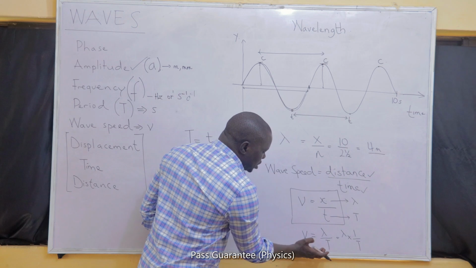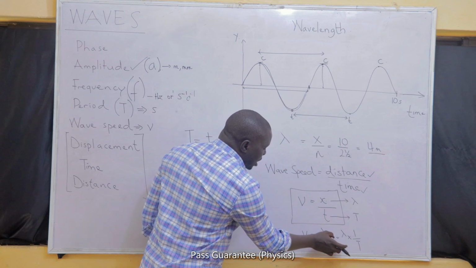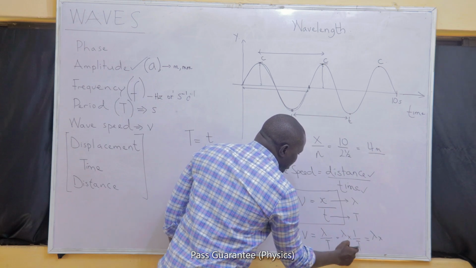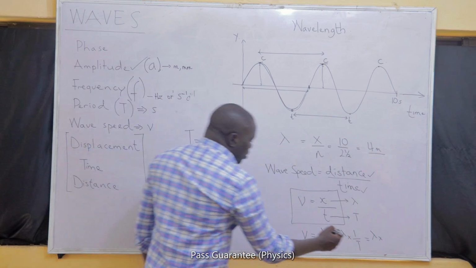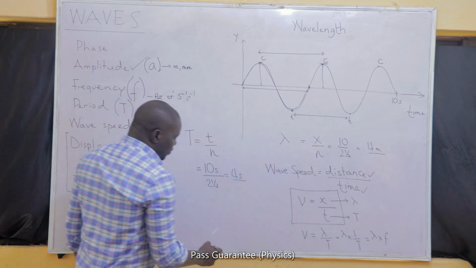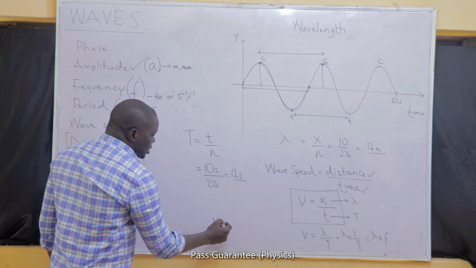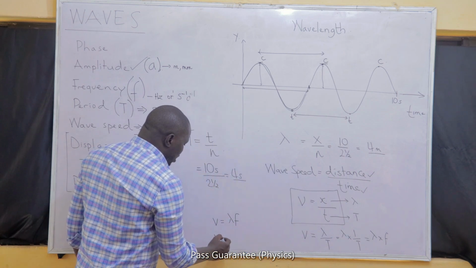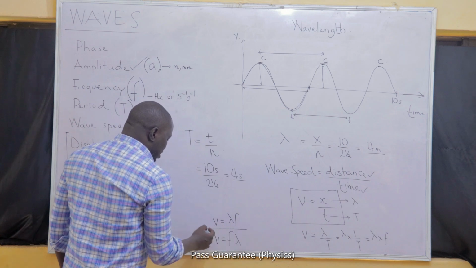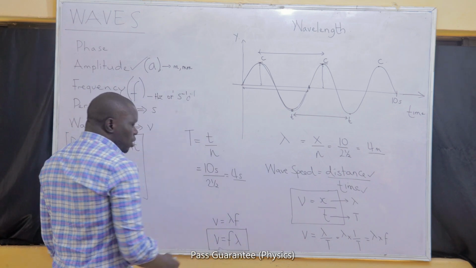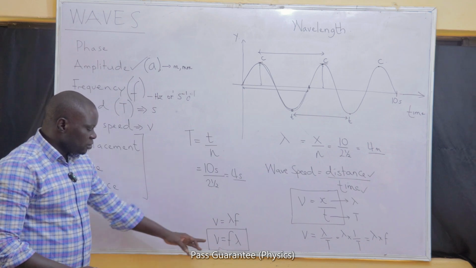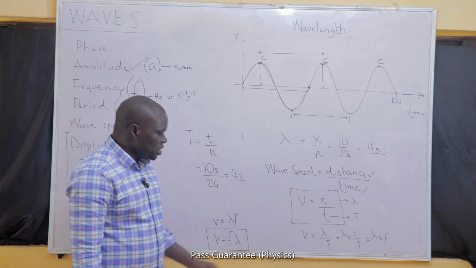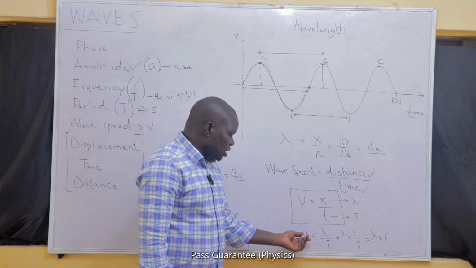If I bring this t out, you know the t is a denominator, so if I want to bring it out of this lambda, I'll put 1 all over t. That is wavelength multiplied by 1 all over t. The meaning of 1 all over t is f. Therefore, I can say that my velocity is equal to wavelength multiplied by f, or more appropriately, f lambda. This is the most important equation under waves. v, the velocity of the wave, is equal to the frequency multiplied by the wavelength. If I know the frequency and the wavelength, I can get the velocity. If I know the wavelength and the period, I can also get the velocity.